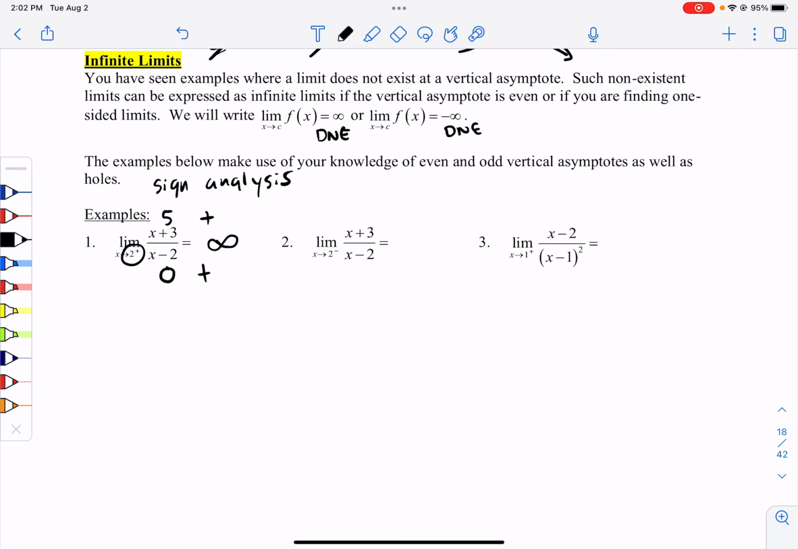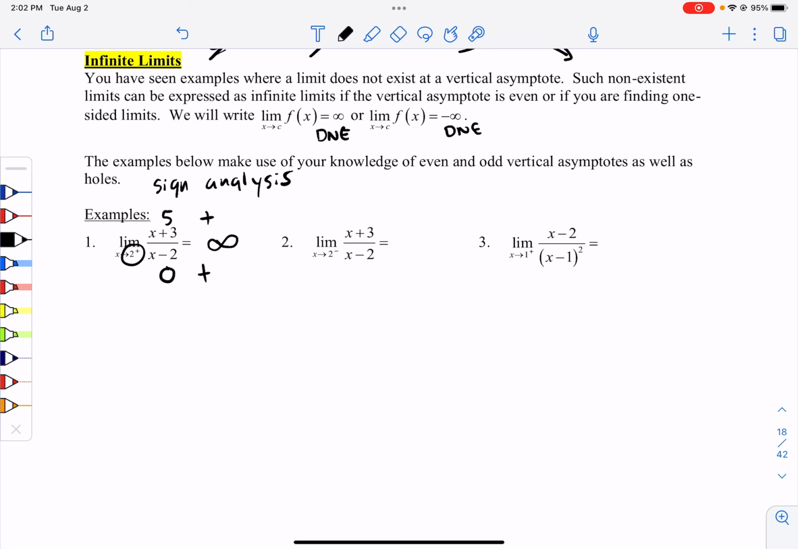And it's that easy. Okay, number 2, what happens as x approaches 2 from the left? Same function, but now I'm approaching 2 from the left side. So I can't plug in 2 because I get a 0 on the bottom. Nothing eliminates, nothing cancels, just like it didn't before because it's the same function. So let's look at numbers. Let's look at our sign analysis.